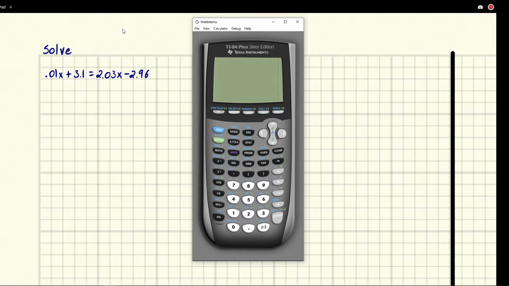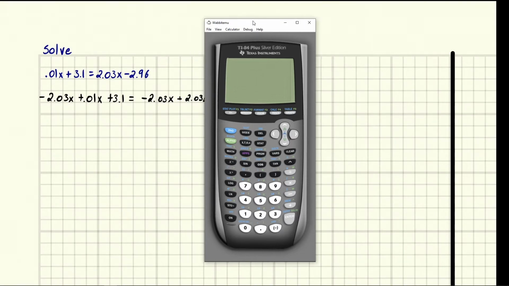So first things first, I'm going to move this 2.03x to this side. And my motivation for this is I like it when my x's are on this side, just out of habit. So this is a positive 2.03x. So on both sides, so that it's equal, I'm going to do a negative 2.03x. And then we have a plus 0.01x plus 3.1. And then we're putting a negative 2.03x on this side. This is positive, remember, so there's a plus 2.03x. Minus 2.96.